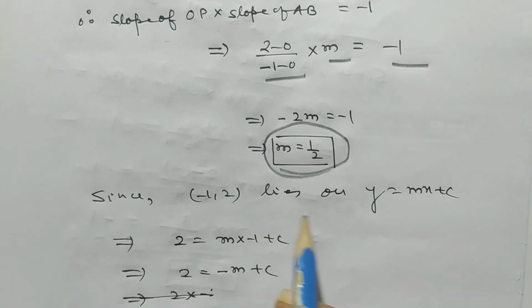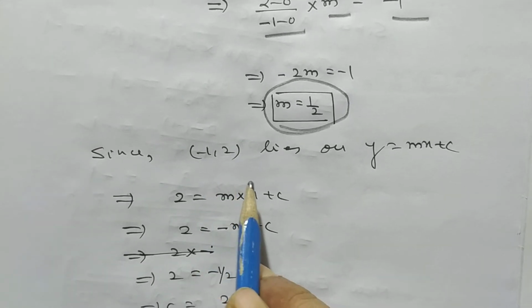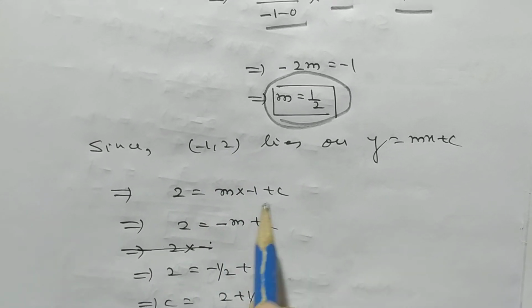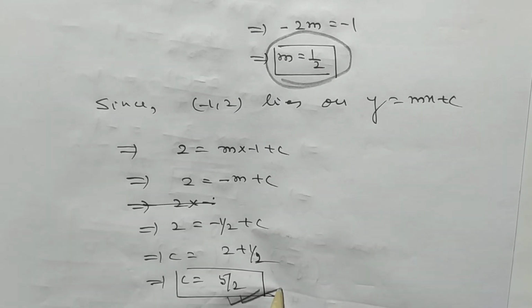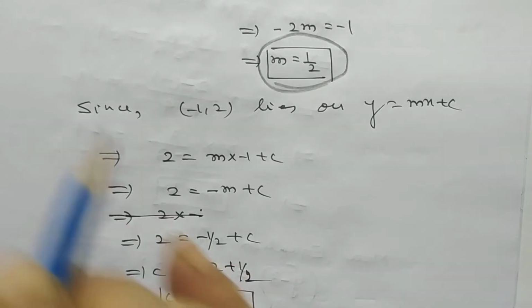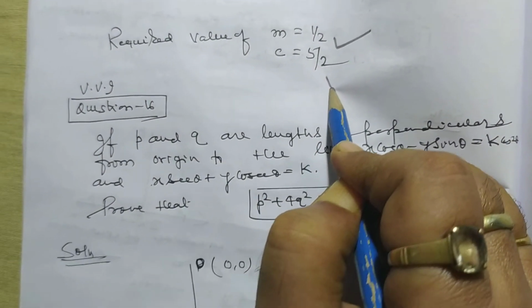Since (-1, 2) lies on y is equal to mx plus c, putting the values of -1 and 2 in y is equal to mx plus c, we have c is equal to 5 by 2. The required values are m is equal to half and c is equal to 5 by 2.